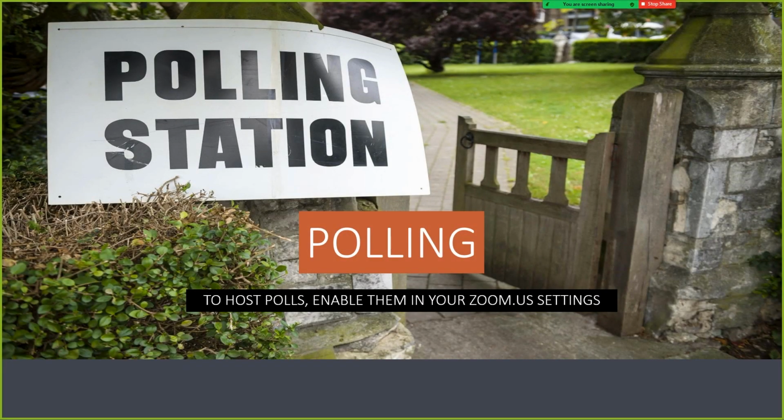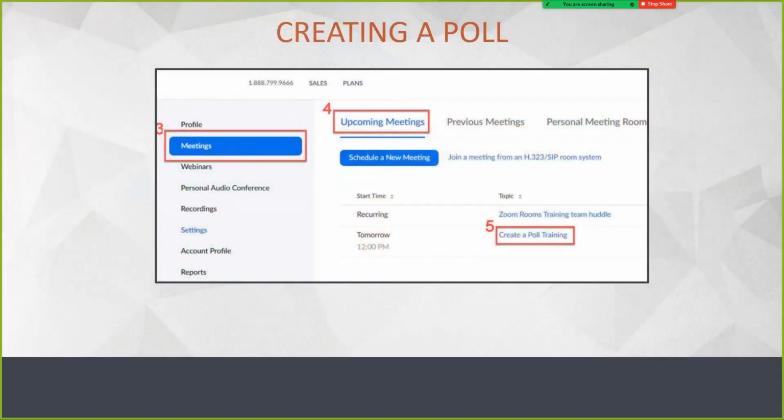Let's talk a little bit about polling, where we can build a survey or a quiz and collect responses from our attendees. Now, a host or a co-host can launch these polls, but only a host can launch the breakout rooms. We did talk about how to turn on polls in a previous video. You have to do that on zoom.us, the web portal. But once it is on, you can actually create polls for any upcoming meeting or your personal meeting room.